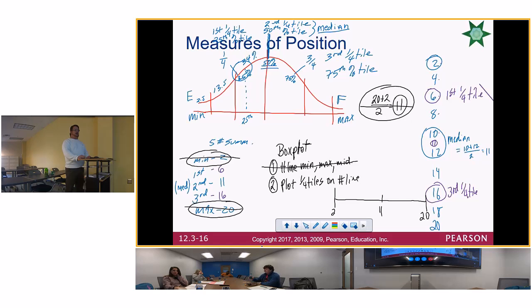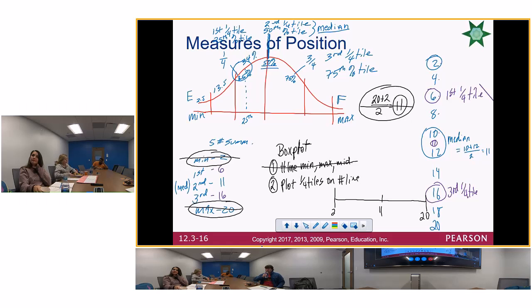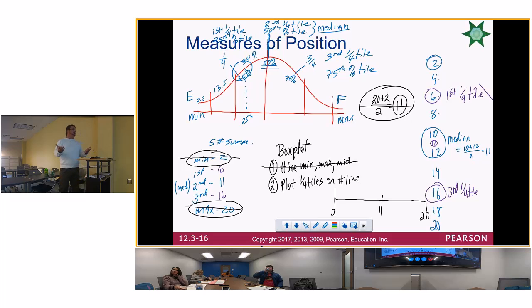Why does that not help us? Because you've got to have numbers in between them. Numbers, exactly. So I'm going to find the middle of the middle of the middle of the middle until I have enough numbers to where I can plot something on that number line.